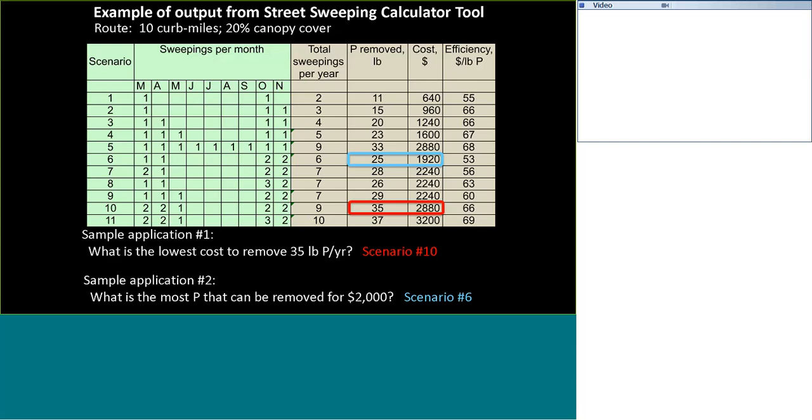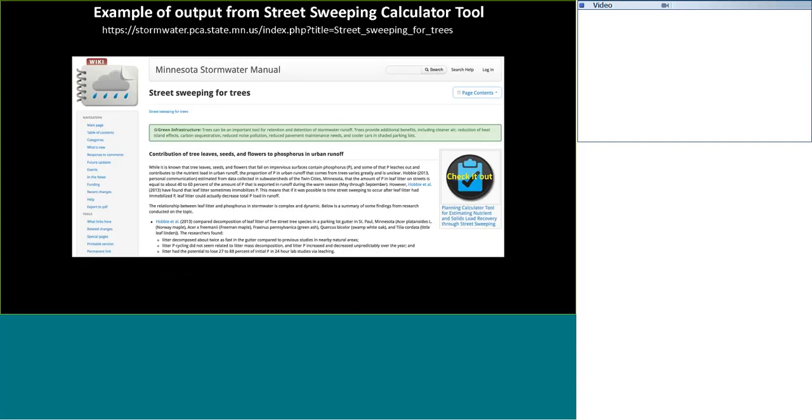If we want to know, for instance, what is the lowest cost to remove 35 pounds of phosphorus per year, the answer would be scenario 10. It would be $2,880. Or if we want to know what is the most phosphorus that can be removed for a given budget, say $2,000, then the answer would be about 25 pounds, scenario 6. These are just examples of how the street sweeping calculator tool can be used.